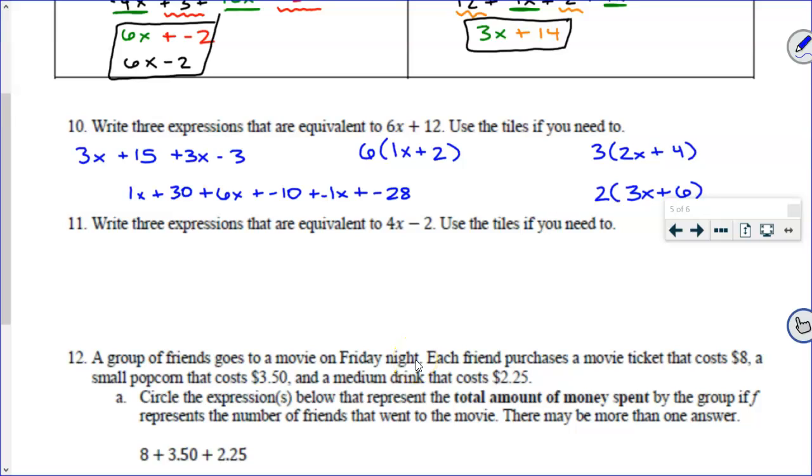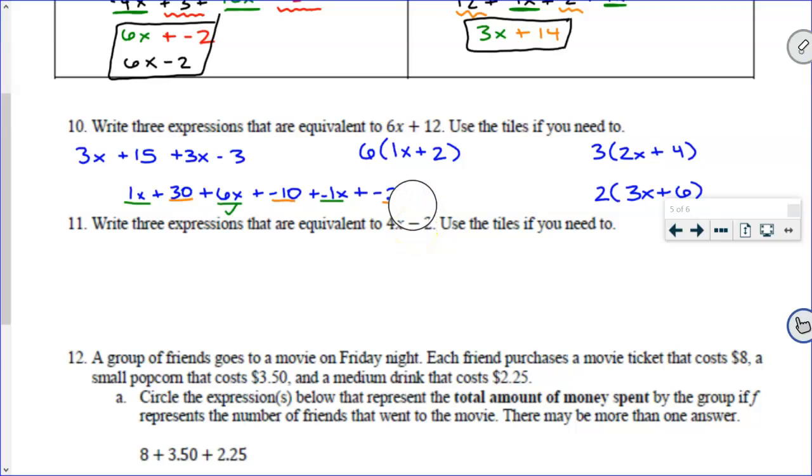I think we're fine on the x tiles. We might need to adjust our unit tiles. Let's check 1x plus 6x plus a negative 1x. Do we have the right amount of x's? Yeah, because this x and this negative 1x are going to zero each other out. Let's focus on the units then. We have 30 plus a negative 10. That's 20 plus a negative 28 is negative 8.